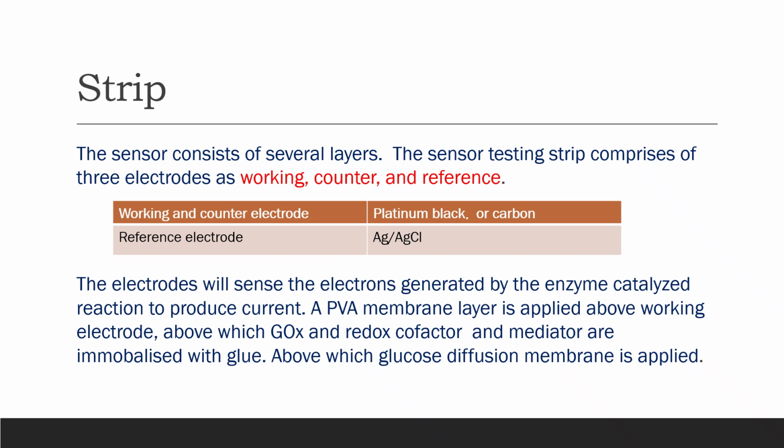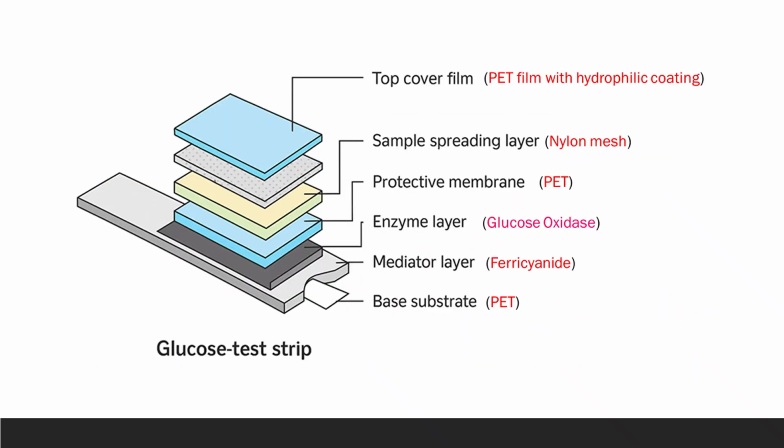The sensor consists of several layers, which we have explained in the figure. The glucose test strip consists of several layers. Let us see what these layers are in detail.